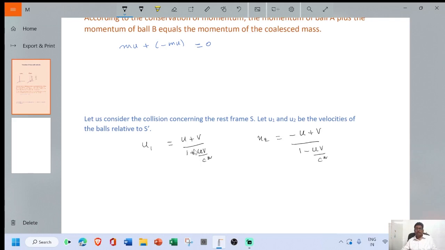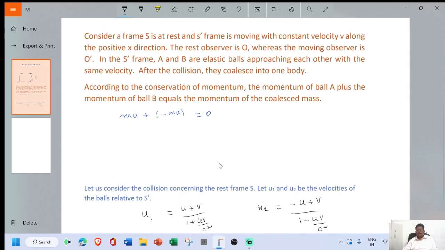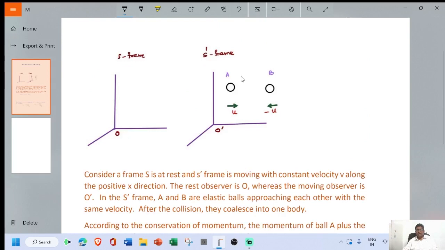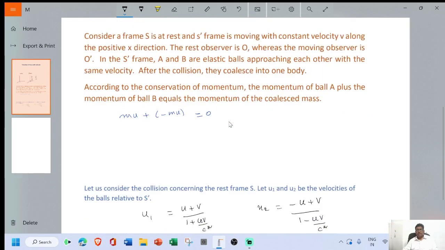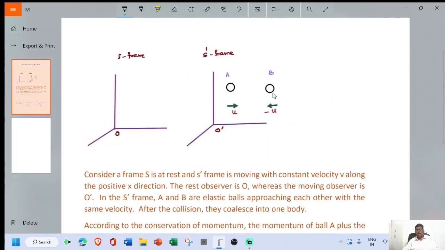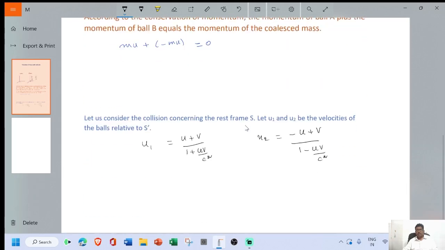We have arrived at this relation from the addition of velocities. Already we talked about the concept of addition of velocities. From that, we have written u1 equal to u plus v divided by 1 plus uv by c square, u2 equal to minus u plus v whole divided by 1 minus uv by c square. For the observer O, the velocity of the ball A is u1 and the velocity of the ball B is u2.